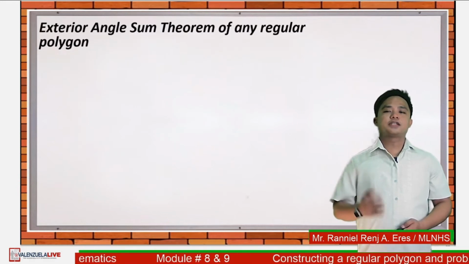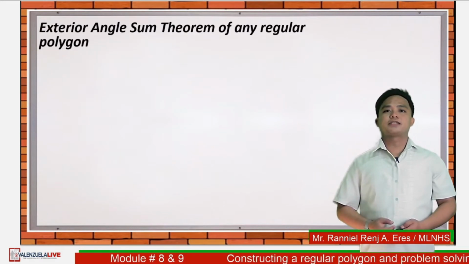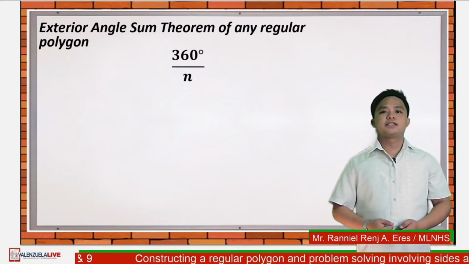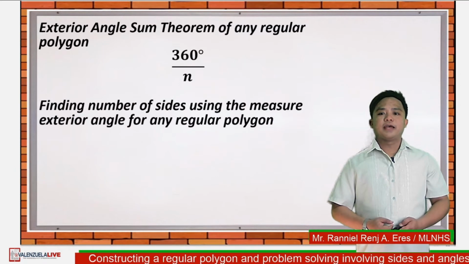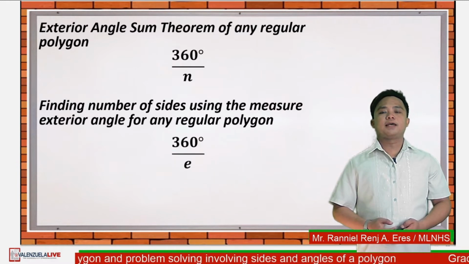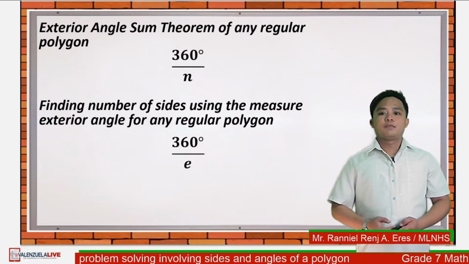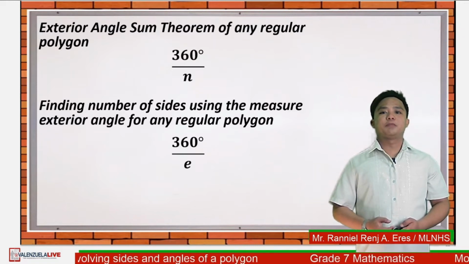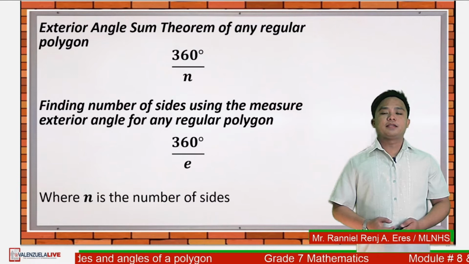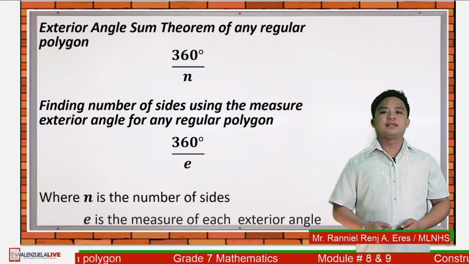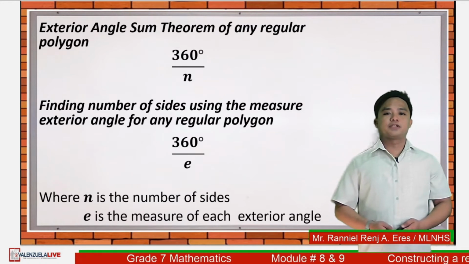Okay, so this is the third formula, the exterior angle sum theorem of any regular polygon, wherein it is 360 degrees all over n, and it is used when we are looking for the measurement of each exterior angle. And the fourth formula is for looking for the number of sides a polygon has using the measurement of the exterior angle. Again, n is the number of sides, and E is the measurement of each exterior angle.